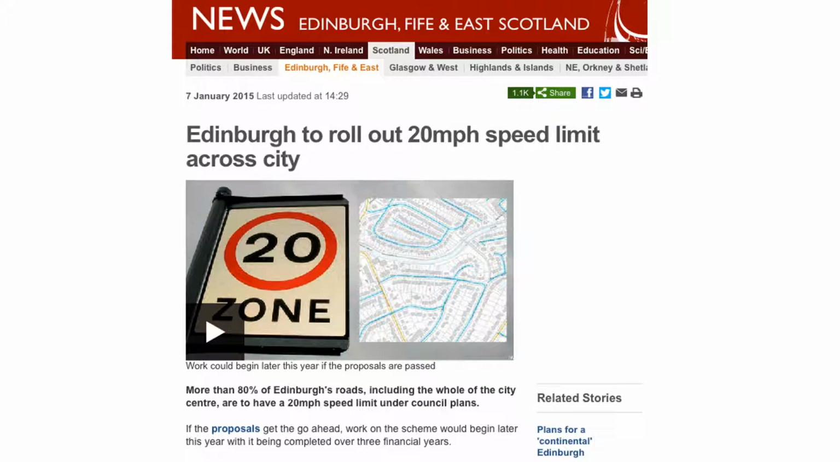Okay, so this is another example of this. This was a news article that came out, I think, last year. Edinburgh is changing its speed limit to 20 miles an hour over loads of the city. Okay, so this is pretty good if you like walking or cycling.